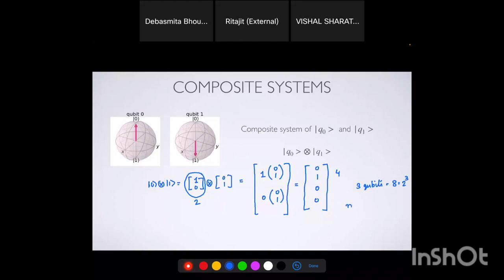So if you have n qubits, your dimension is 2 to the power n. So it's a huge search space compared to a classical system. And after COVID, all of you understand how bad or how good, depending on the context, exponential can be. So it's a huge search space. Henceforth, whenever we have this composite system, we will just ignore this tensor product and we will write it as 0, 1, or even like this. But it always implies that there is a tensor product.